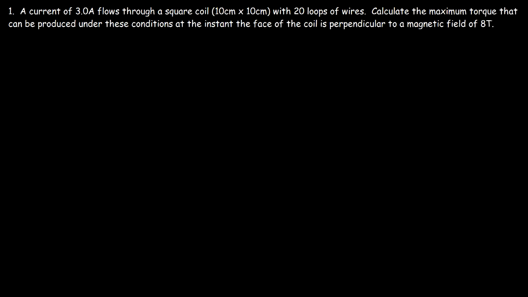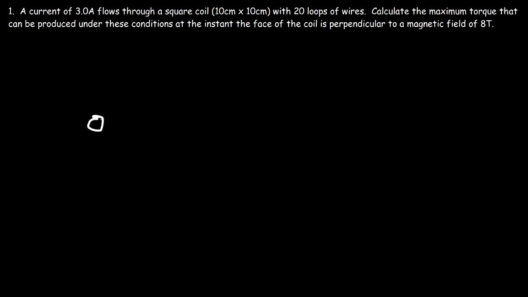A current of 3 amps flows through a square coil that's 10 centimeters by 10 centimeters, and it has 20 loops of wire. Calculate the maximum torque that can be produced under these conditions at the instant the face of the coil is perpendicular to a magnetic field of 8 tesla.